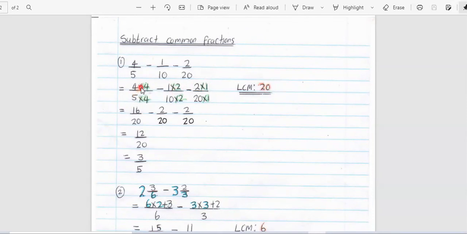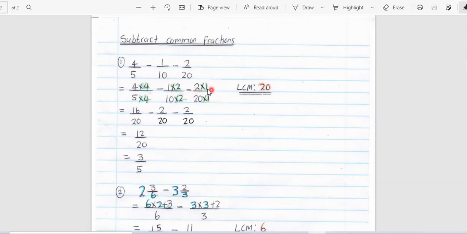So you must also multiply your numerator by the same number that you multiplied your denominator by. So you're also gonna multiply your numerator by 4. Then bring down your sign. Second fraction, bring it down as it is, 1/10. Then ask yourself, what number must I multiply the 10 by to give me an answer of 20? So 10 times 2 will give you 20. Then you must also multiply the numerator by the same number.